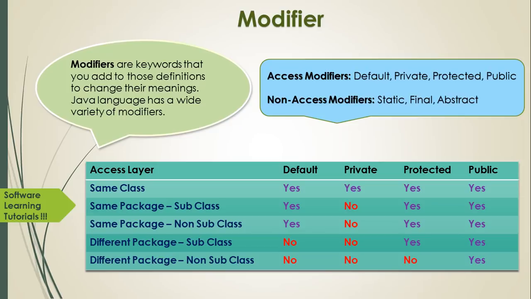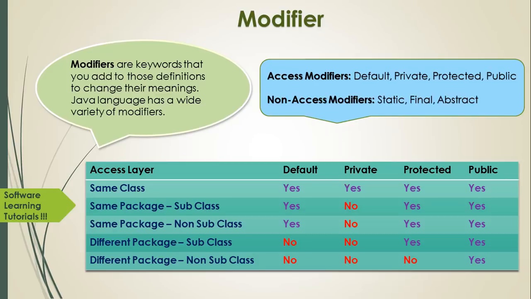Java supports a number of modifiers, as you can see on the screen. Modifiers fall under two categories: access modifiers and non-access modifiers. The access modifiers are default, private, protected and public, and the non-access modifiers are static, final and abstract.